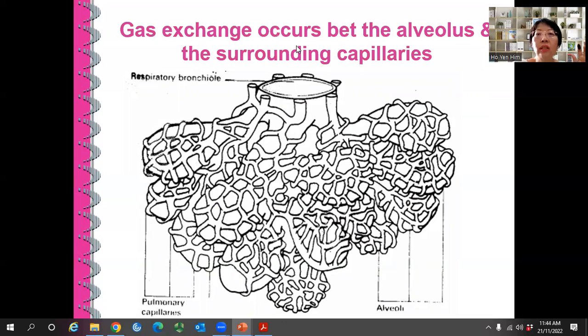Gas exchange occurs between the alveolus and the surrounding capillary, so between structure and structure. You can see that the entire wall of the alveolus is filled up with the capillary bed, right? That means the blood vessel branches into capillary, so the capillary is very close to the surrounding tissue for exchange of materials. So in this case, there is increased surface area for exchange of gas.